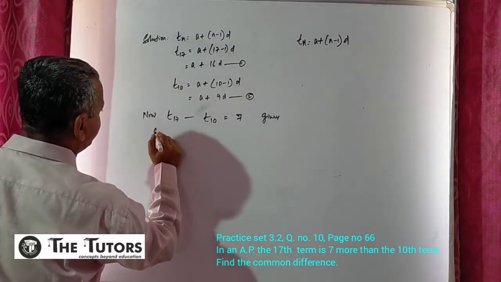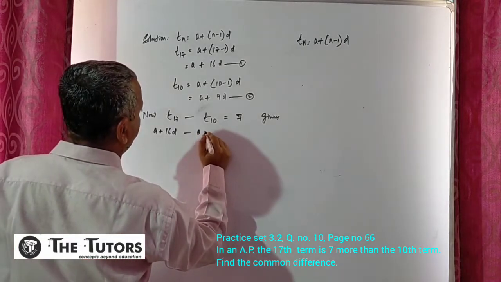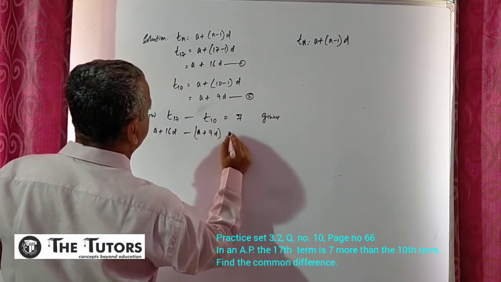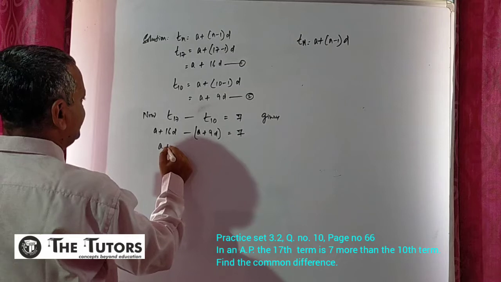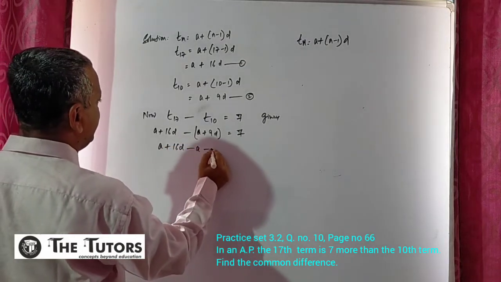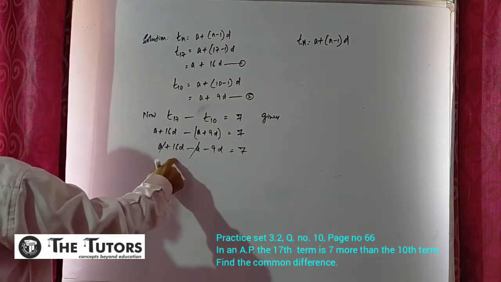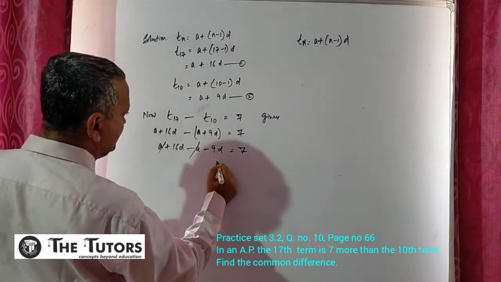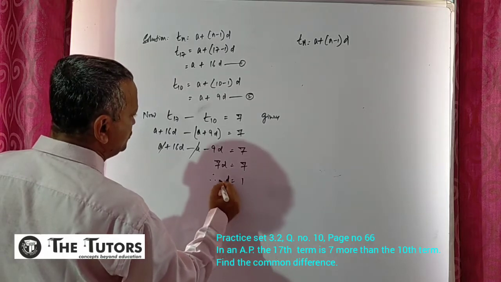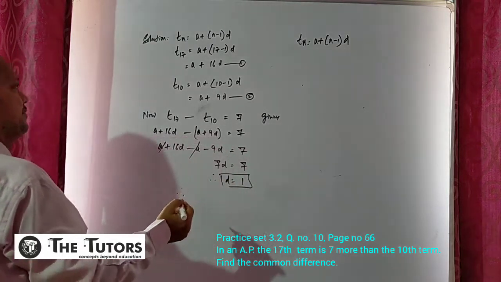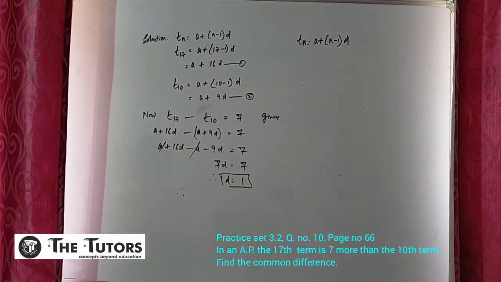So you have a plus 16d minus (a plus 9d) is equal to 7. You have a plus 16d minus a minus 9d is equal to 7. Your a gets cut. 16d minus 9d is equal to 7, so 7d is equal to 7. Therefore d is equal to 7 upon 7, that is 1. Therefore the common difference is 1.